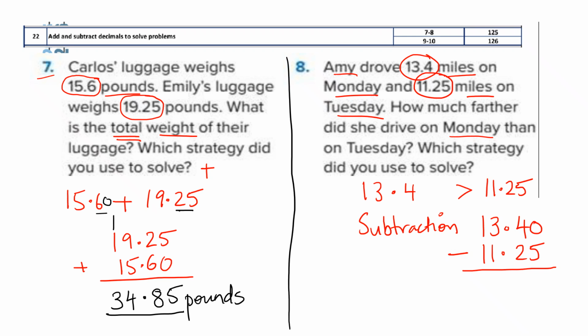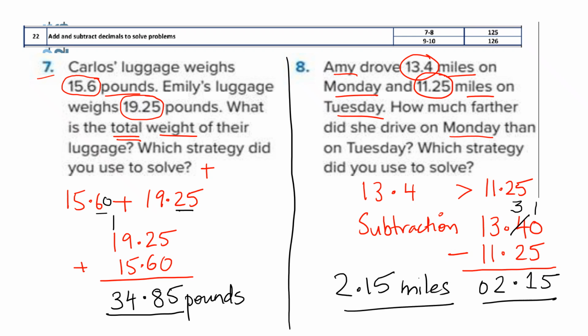Now when we do the subtraction, we are going to subtract using the place value. So here from 0 take away 5. Not possible. So I reduce this, I make it 3, decrease, and I carry 1. So now 10 minus 5 will be 5. 3 minus 2 will be 1. This is the decimal part. Now 3 minus 1, 2. 1 minus 1, 0. So what's your answer? How much more did she drive on Monday? 2.15 miles. The answer is also a decimal and we use subtraction here to solve the question.